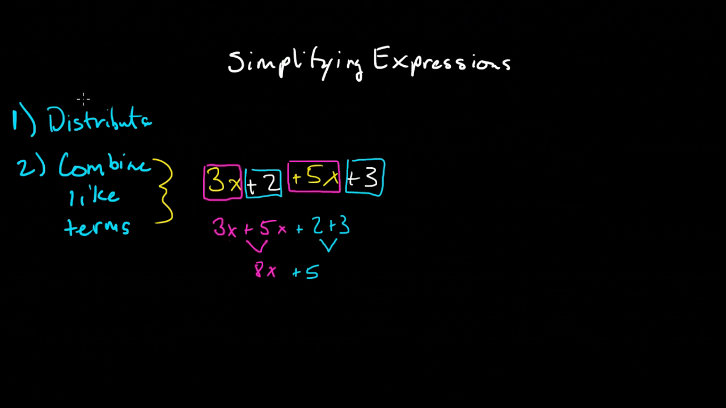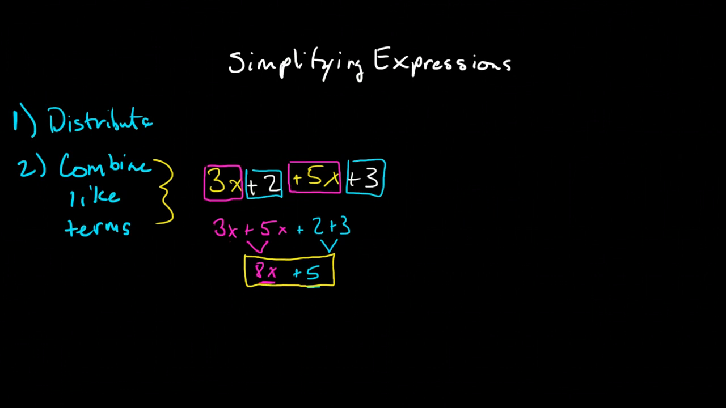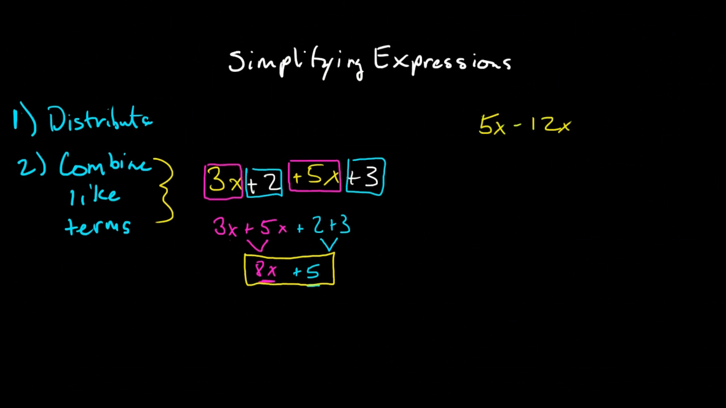Now you notice that in this expression, because I now have a variable term, my x, and then I have a constant term, my 5, so 8x plus 5, because they're not like terms, I can't combine them anymore. So this expression is simplified. Let's try 2 more quick examples of what it looks like just to combine the like terms.